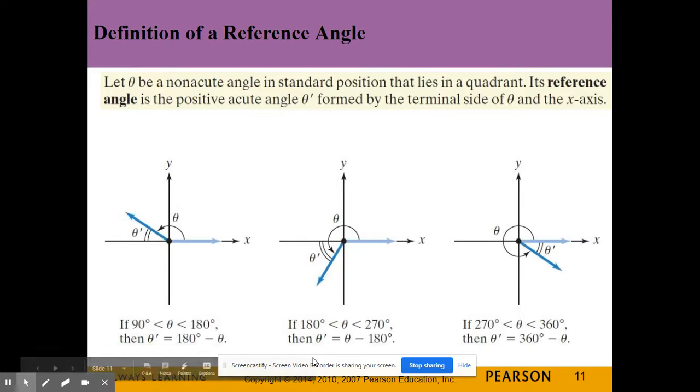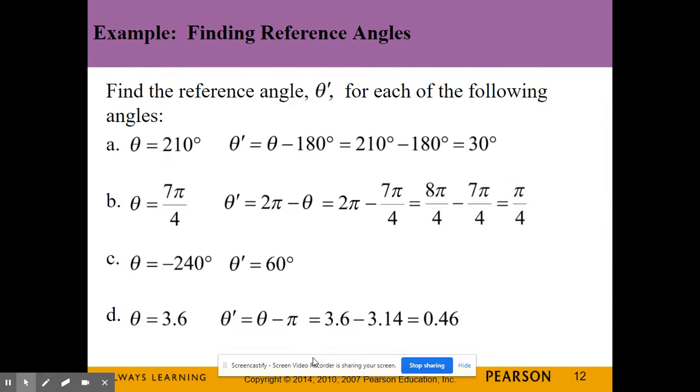And then this one, if you're in the fourth quadrant, you do 360 minus the angle. So it all just depends on what quadrant you're in to get back to the first quadrant. So find the reference angle for each angle.